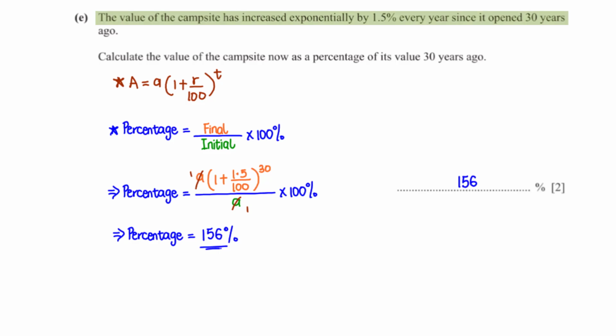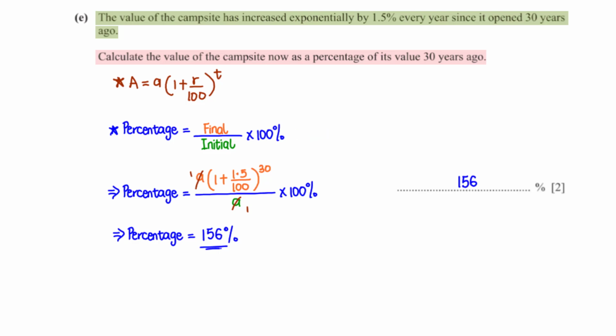The value of the campsite has increased exponentially by 1.5% every year since it opened 30 years ago. Calculate the value of the campsite now as a percentage of its value 30 years ago. Since the value of the campsite increases exponentially by a certain amount each year, we are dealing with a compound interest scenario in this case. The percentage we are required to calculate will be equal to the current or the final value of the campsite divided by its initial value times 100%.